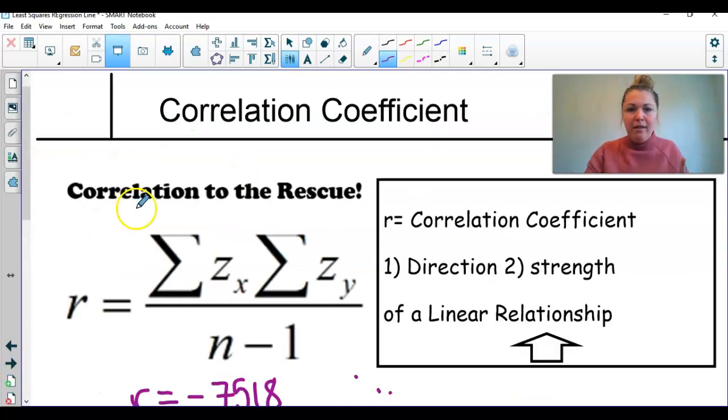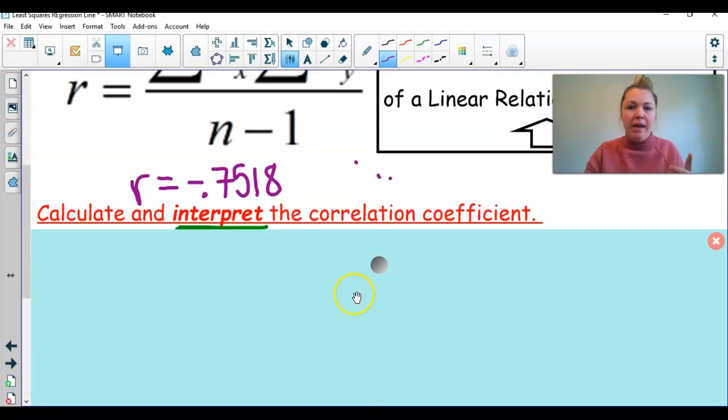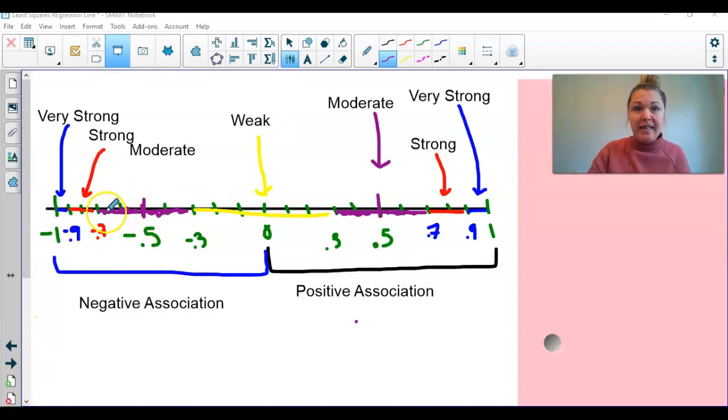Finally, we need to be able to interpret it. So let's go ahead and do that now based off of that number line there, -0.7518. Let's look at that number line again and decide how strong our relationship is. Looking at the number line, you can see -0.75 is right about right there, which means we have a strong relationship.